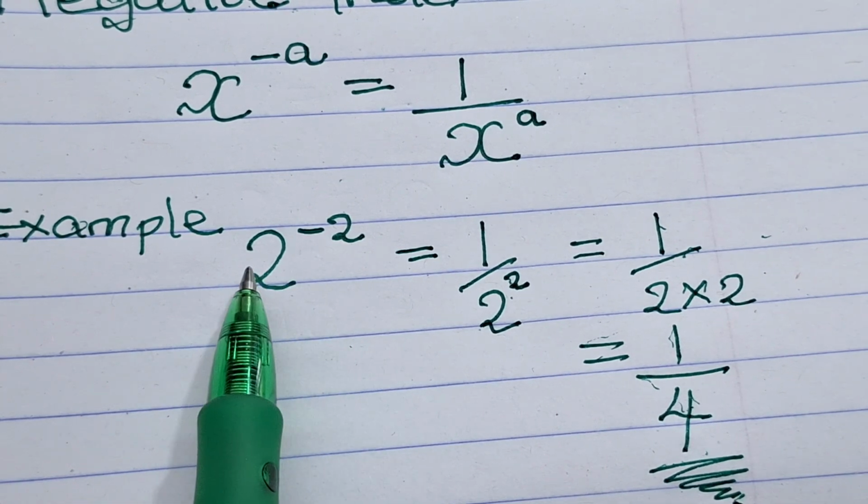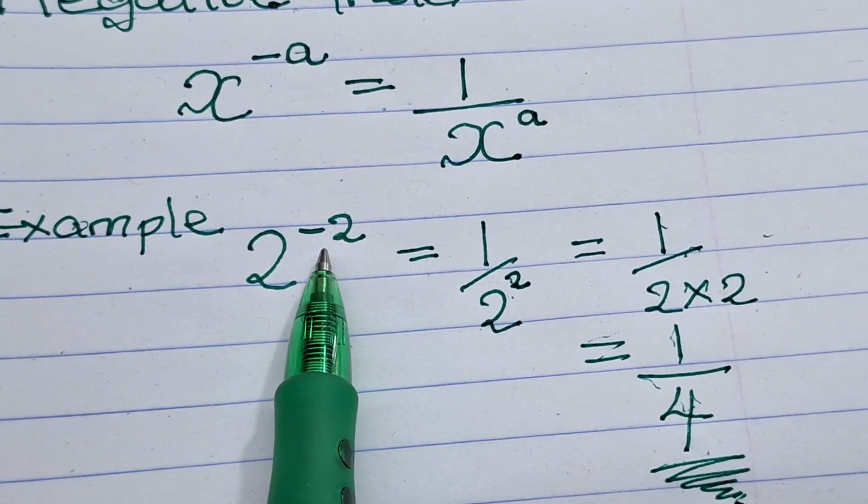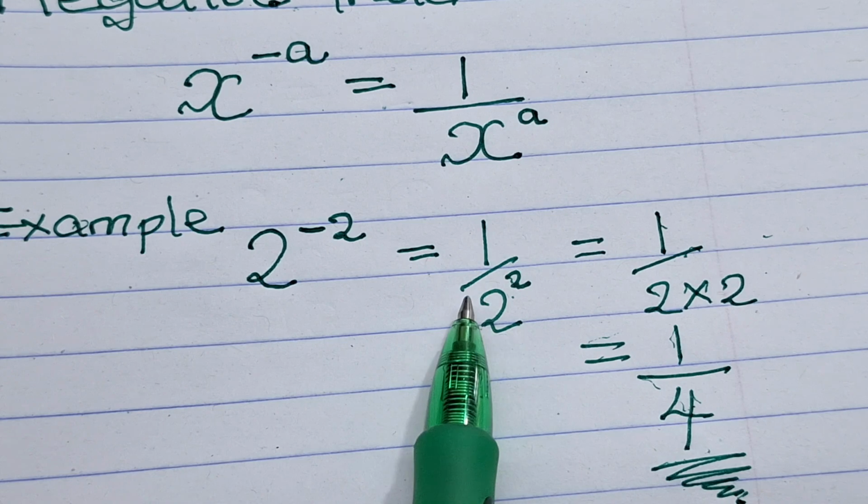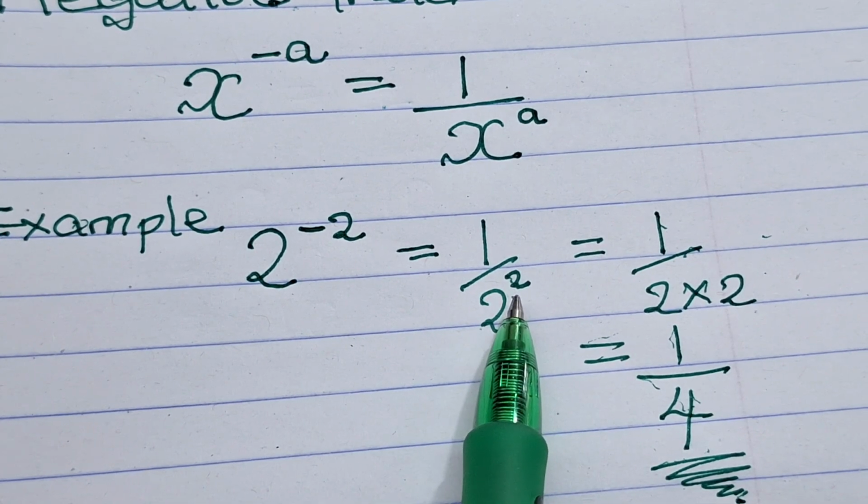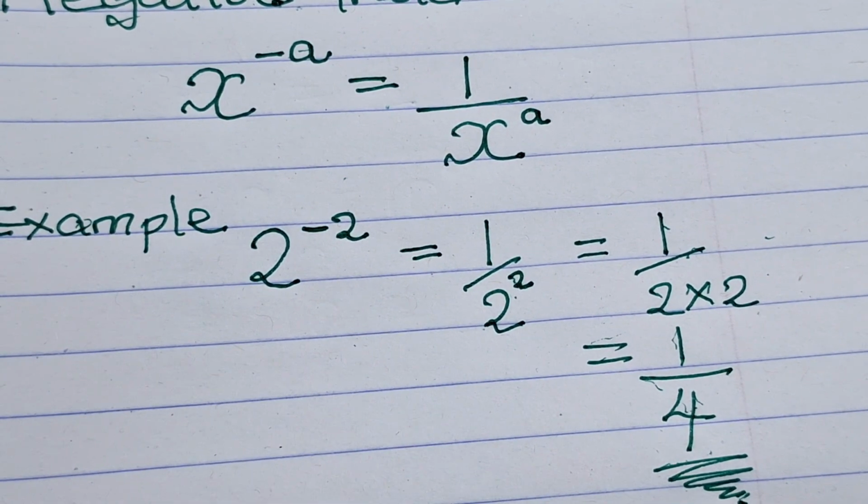Negative index. Take a reciprocal of this, the negative disappears, and you have 1 over 2 raised to the power of 2, which is 1 over 4.